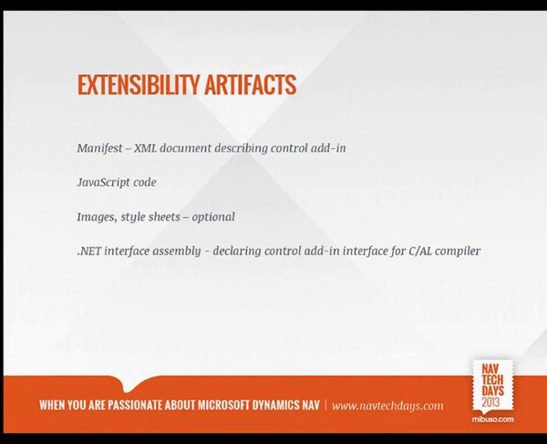The .NET interface assembly is the same model we had in the old version of the extensibility, and it was kept like that on purpose because we wanted to be compatible with the add-ins that were already created. So if you want to upgrade to the new version of extensibility and implement a web control, for instance, then you don't need to modify your application code if you keep the same interface.